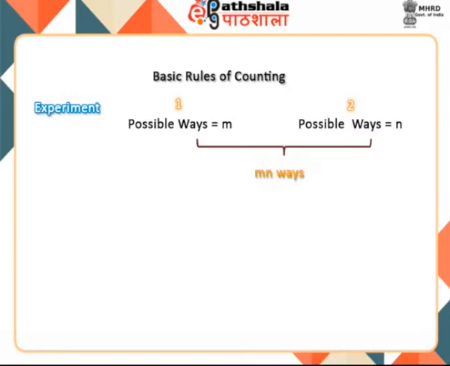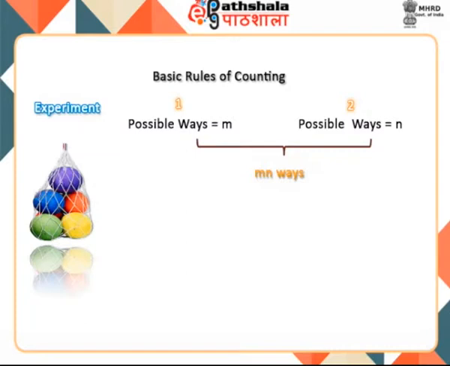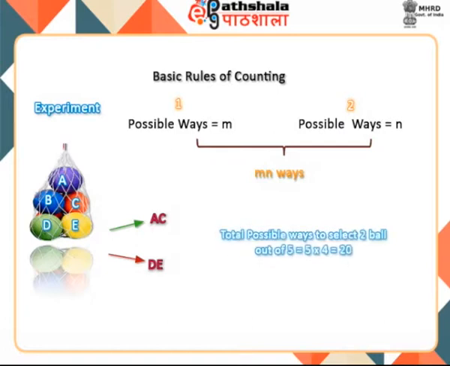Suppose 2 balls are selected from a bag containing 5 balls marked A, B, C, D, and E without replacement. Possible outcomes are AC, DE, and so on. Listing all the possible outcomes to find the total number of outcomes will be an inefficient exercise. The first draw has 5 possible balls to choose from, and the second draw has just 4 balls left to it. Therefore, we get 20 possible cases.